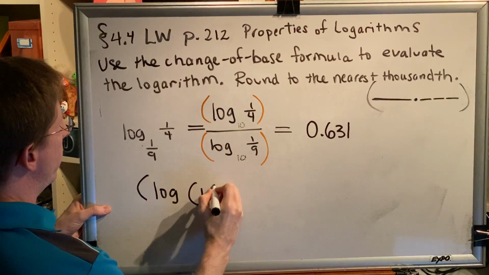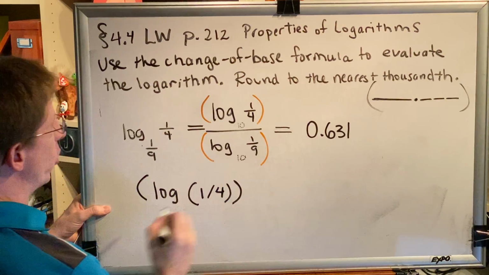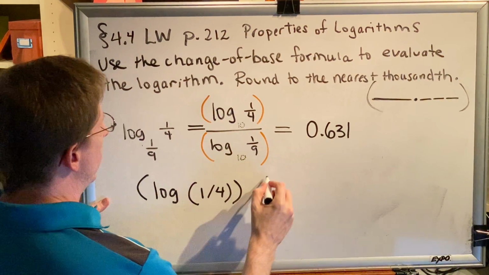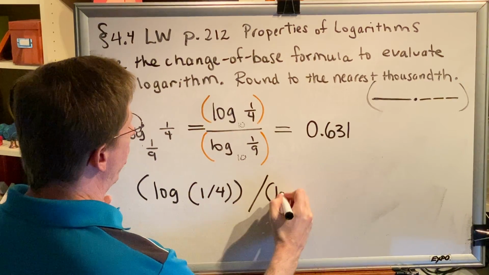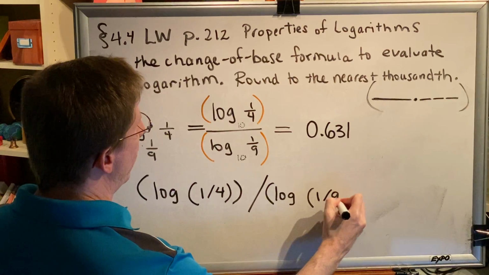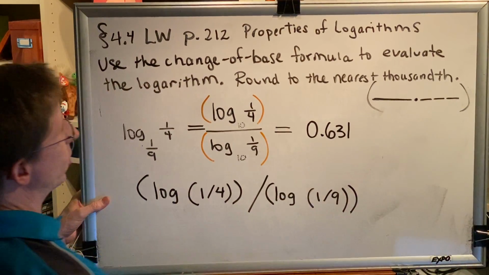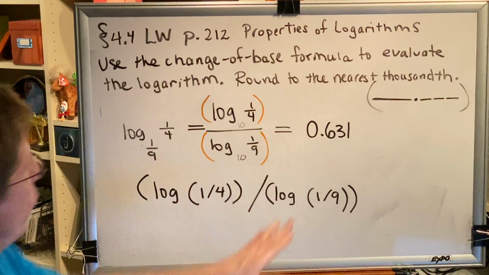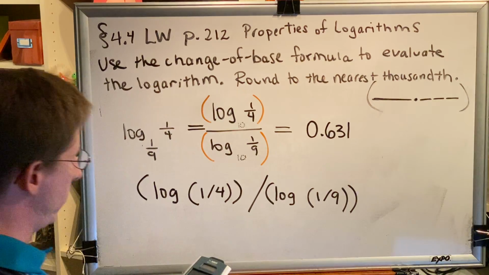So parenthesis 1 divide 4. Close parenthesis for the log argument. Close parenthesis for the logarithm. Divide, which represents the fraction bar. Parenthesis log. Parenthesis for the argument. 1 divided by 9. Close parenthesis for the argument. Close parenthesis for the denominator. Enter. And if you put all of that in your calculator, you should get the same value, 0.631.